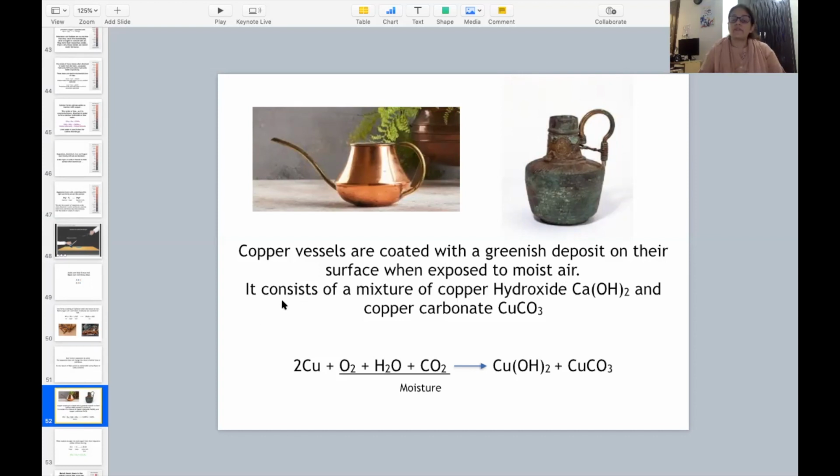That layer consists of a mixture of copper hydroxide and copper carbonate, because oxygen is present in the air, moisture is present in the air, and carbon dioxide is also present in the air. What happens when these react with each other? Copper hydroxide as well as copper carbonate is formed. That is why this greenish color is there.